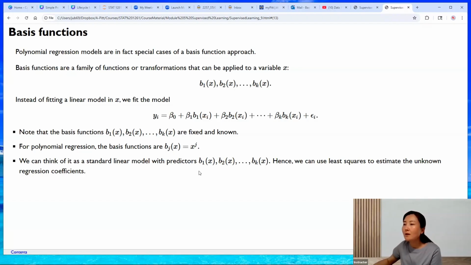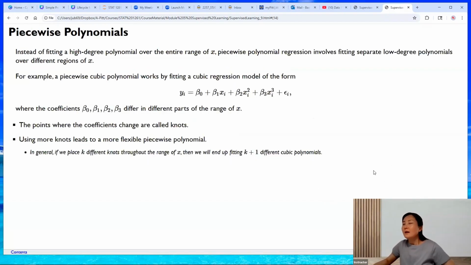And we can use the ordinary least square method to estimate these betas for each basis function. Now let's go one step further. They talk about piecewise polynomial. So previously we fit a polynomial model, one model over the entire range of x.